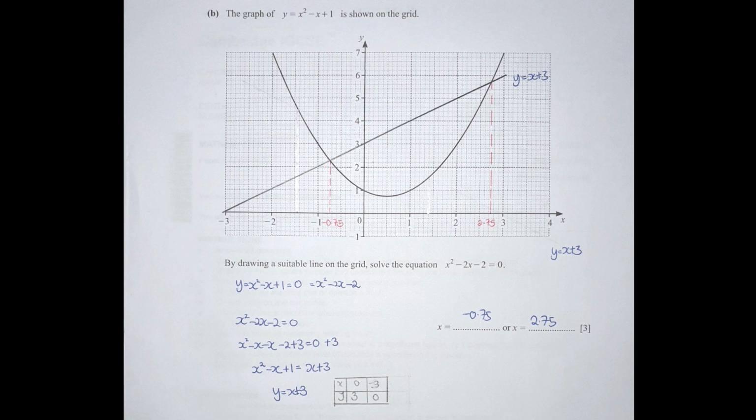So when your x is 0, your y will be 3. When your y is 0, your x will be negative 3. So through this, you draw out the line and you find the intersection, which is negative 0.75 and 2.75.